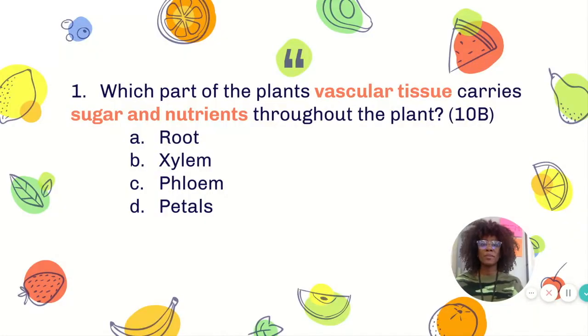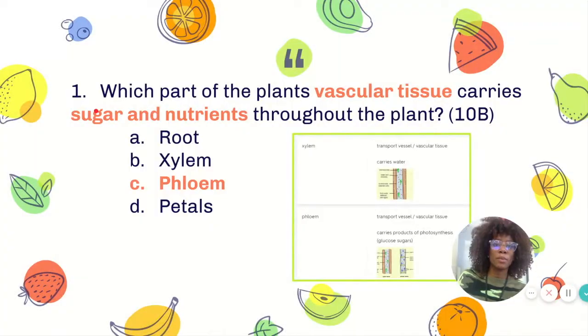So the key word here is going to be vascular tissue, right? So we're talking about the vessels, right? You and I, we have blood vessels like arteries and veins. Plants don't have blood. They have other vascular tissues. Which of those vascular tissues carries the sugars? Sugars are the products of photosynthesis. That's going to be the phloem, okay?